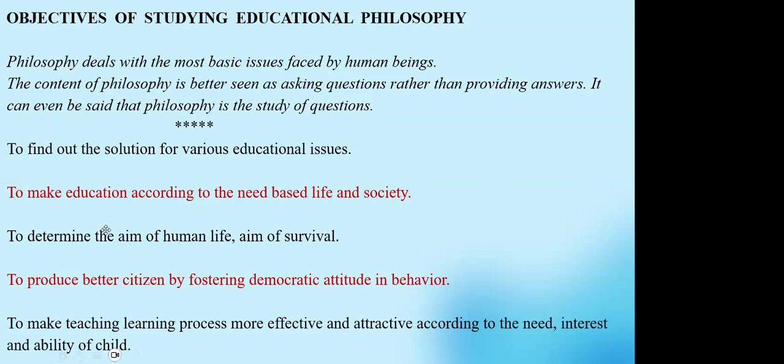Now, to determine the aim of human life, the aim of survival. The different philosophies teach us a lot about how human life can be, how human life should be, right? What is the aim of human life? Why do we survive in the world? Because we just think that we are born to this world, we have to live happily, peacefully, and comfortably, and then die. No, that's not the idea.